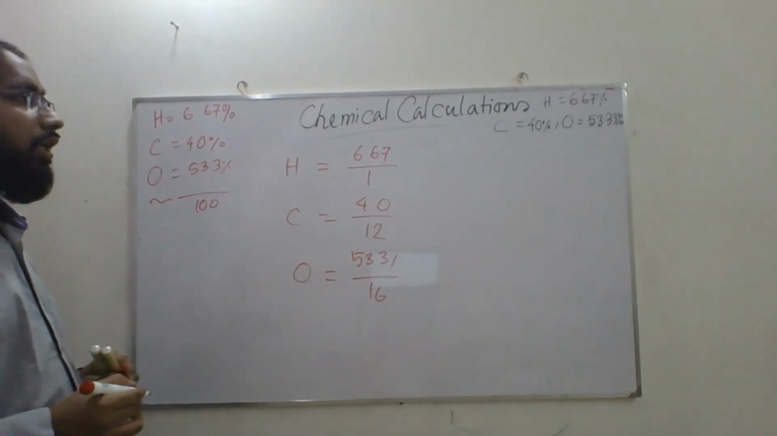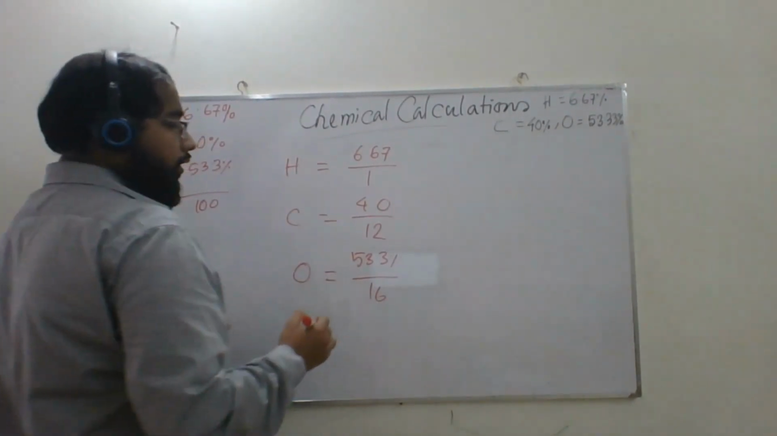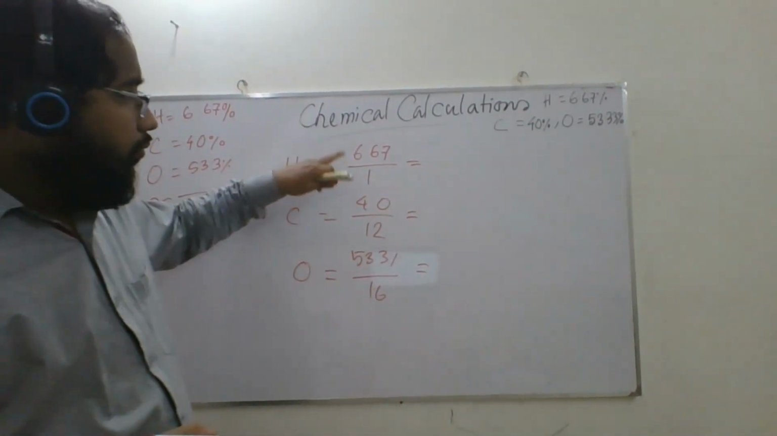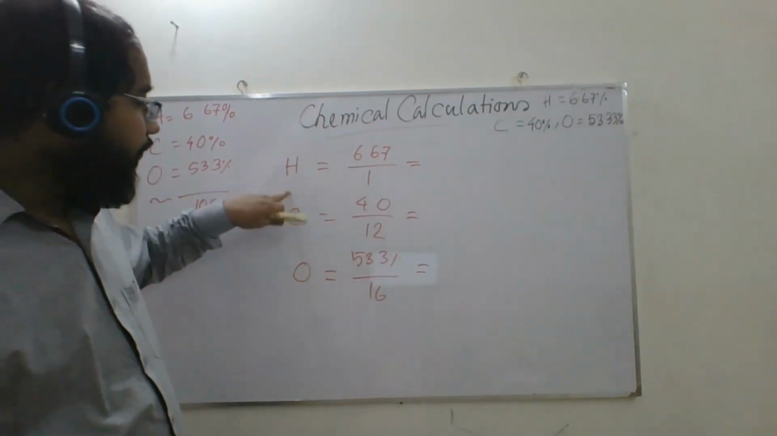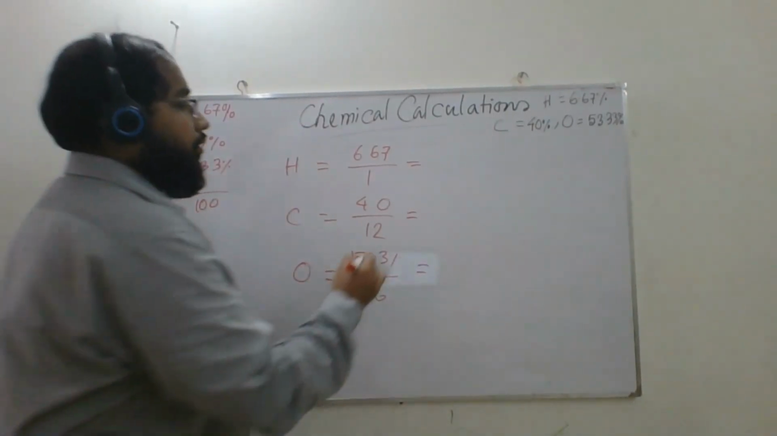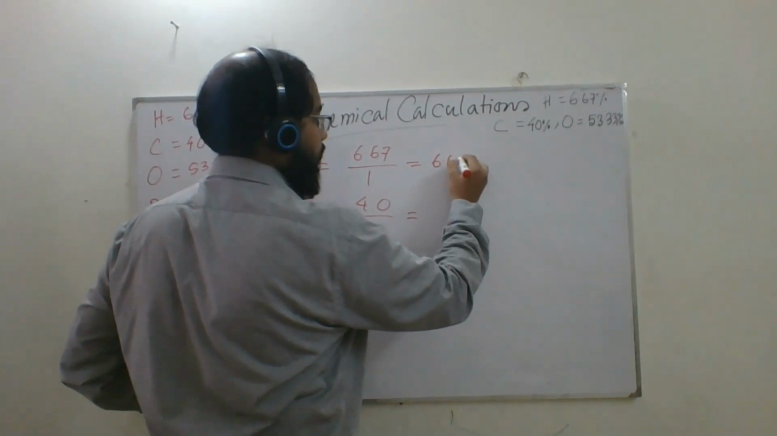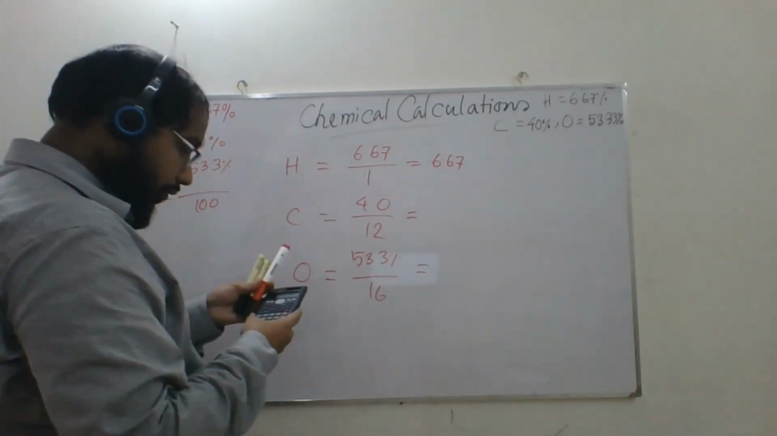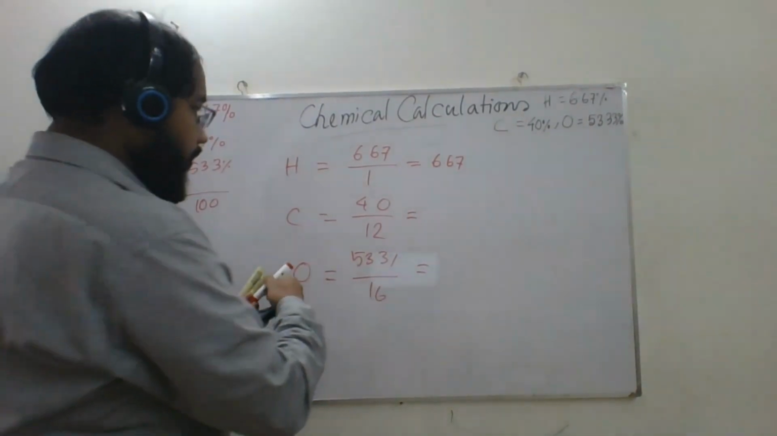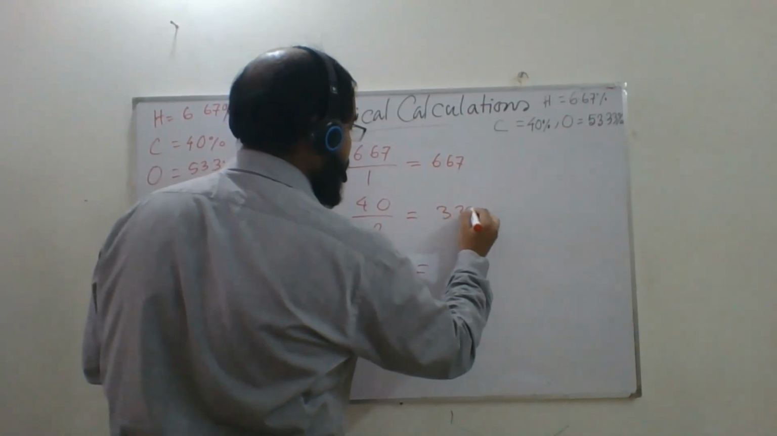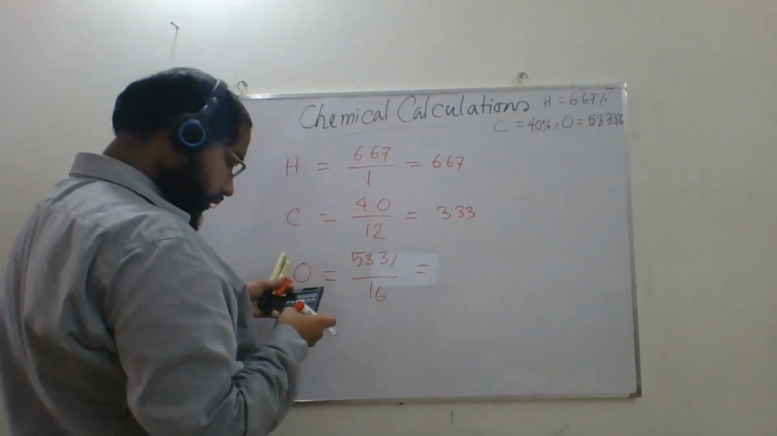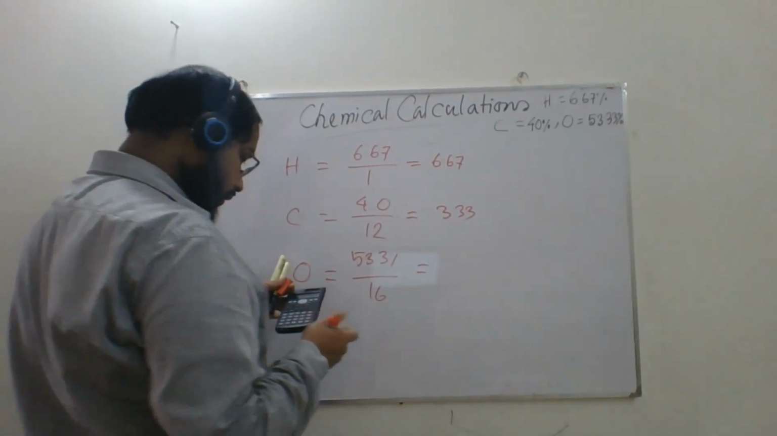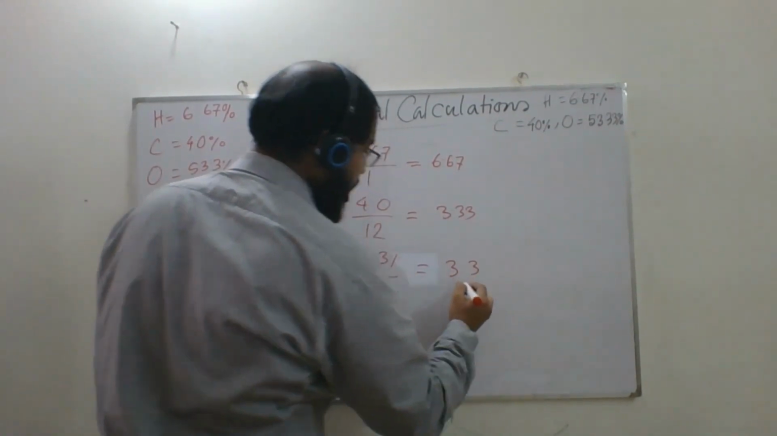Now, what will be the result? This is the ratio of the percent composition to the atomic weight of each atom. So it will be 6.67 for hydrogen, 40 divided by 12 equals 3.33 for carbon, and 53.33 divided by 16, which is also 3.33 for oxygen.